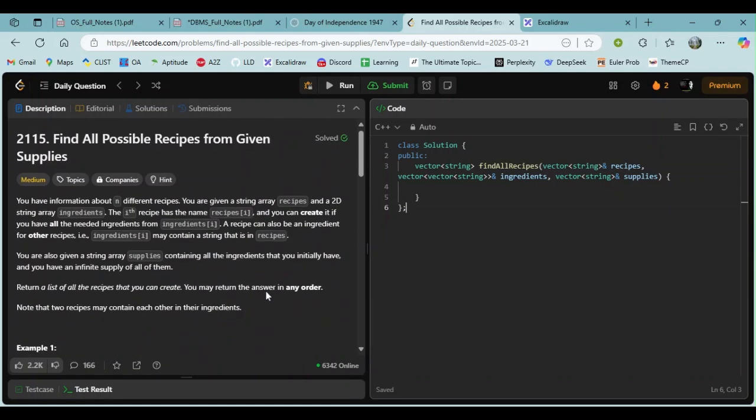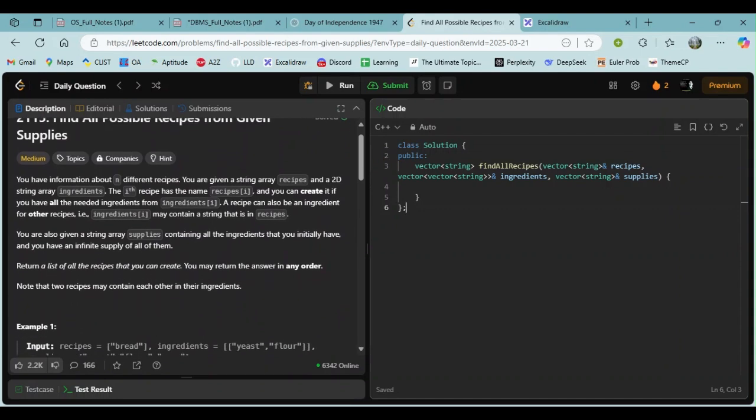Hello everyone, this is today's LeetCode problem of the day: Find All Possible Recipes from Given Supplies. You are given information about different recipes.